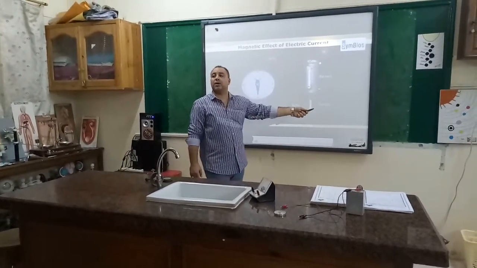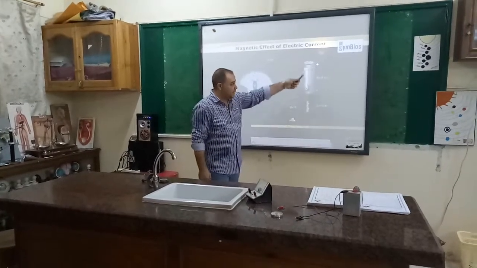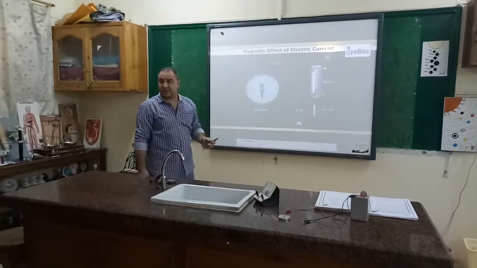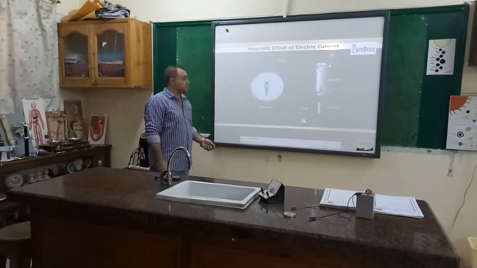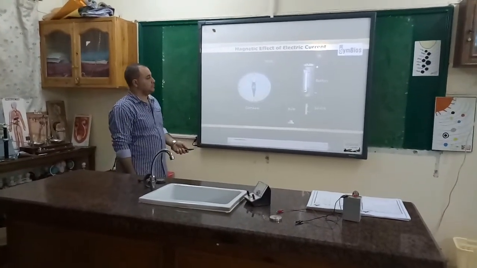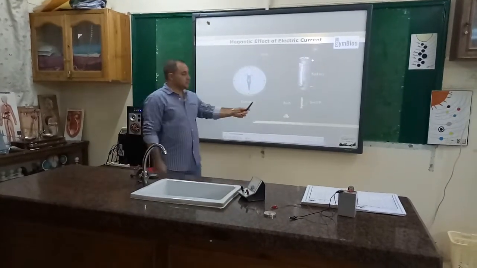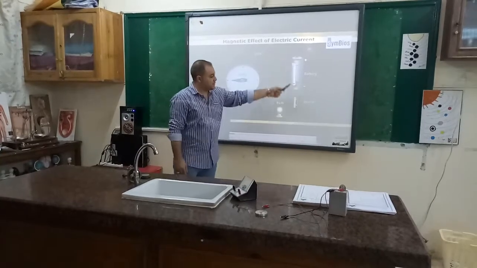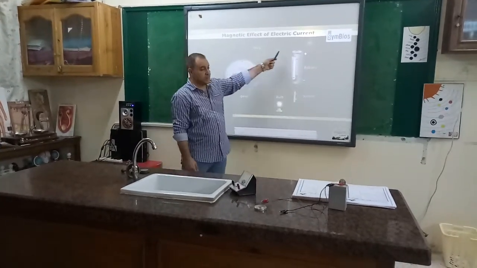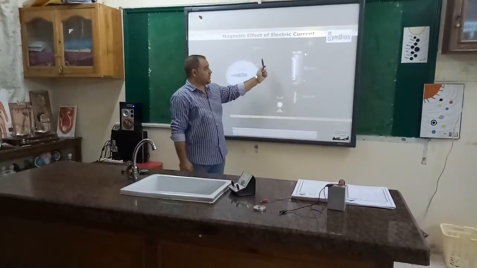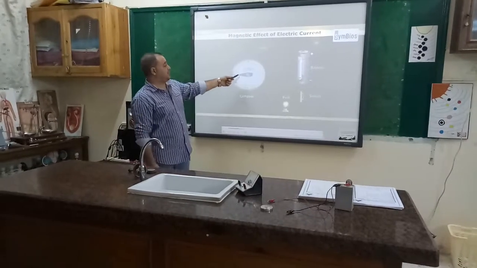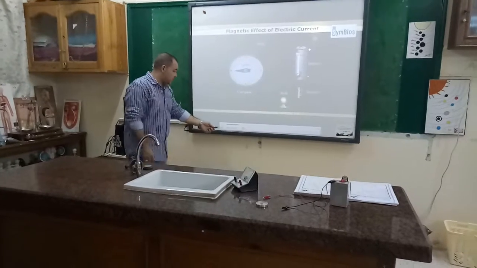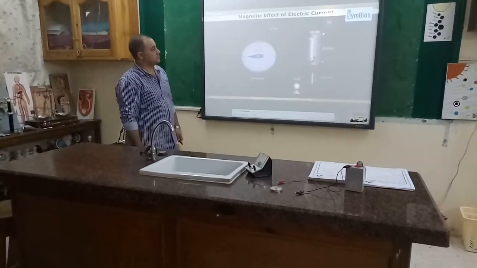When we close the switch and electric current passes from the battery, what happens to the magnetic needle? Observe what happens. When the electric current flows through the wire, the magnetic needle of the compass will deflect. Will deflect. Okay. Observe, the compass needle kicked.